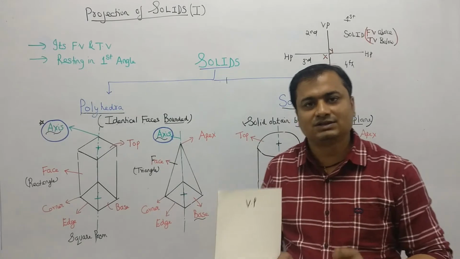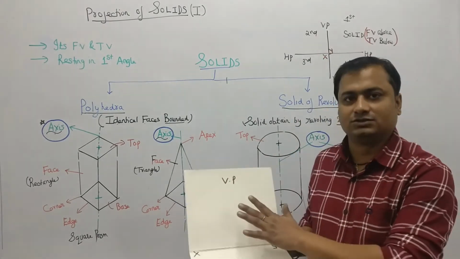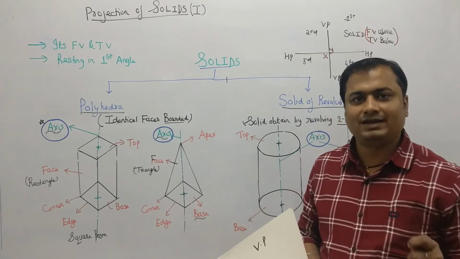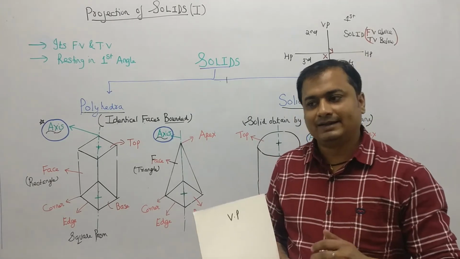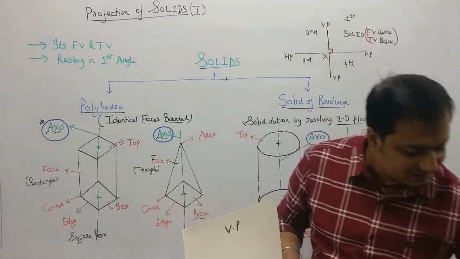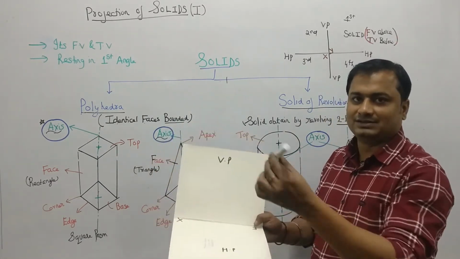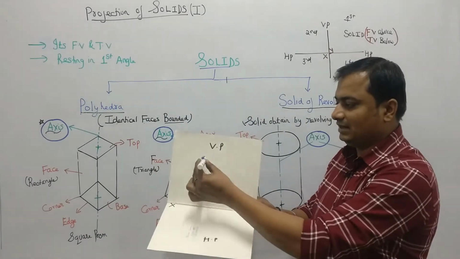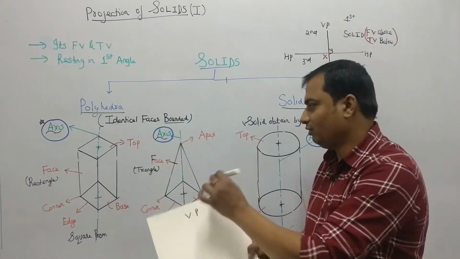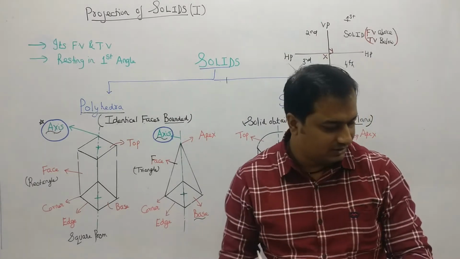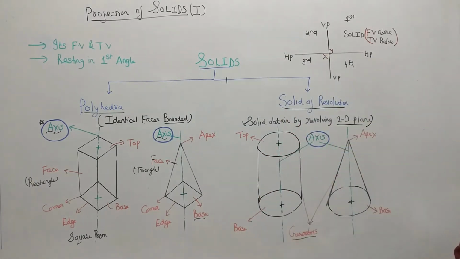So all the solids' cases depend on the axis of the solid. So in this part 1, I will be taking only the first 2 cases: the axis is like this, which is perpendicular to HP, and the second case, the axis is like this, that is perpendicular to VP, for all these solids, prism, pyramid, cone and cylinder. Okay, so now we will be starting the first case.